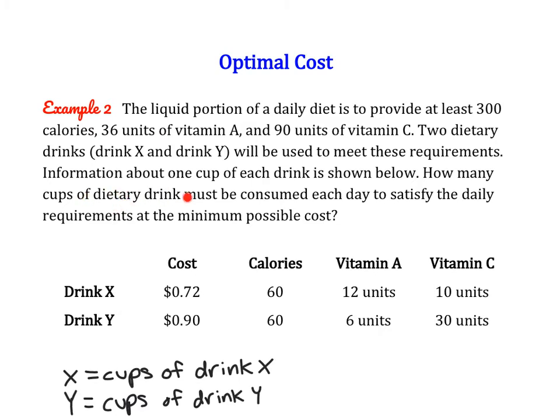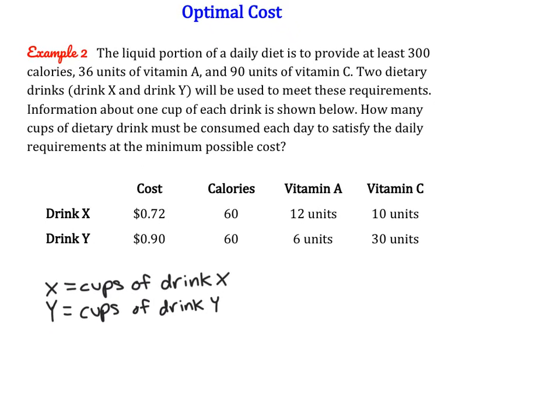Okay, so they say how many cups of each dietary drink must be consumed to satisfy the daily requirements at a minimum possible cost. So we don't just want to meet the requirements. We want to meet the requirements while optimizing our cost function. So our cost function is going to be our objective function, and we're going to try to find a minimum value. So we can use this information to help us find our cost function. So we can say C equals 0.72x, which is what it will cost for each cup of drink X, and then 0.90y.